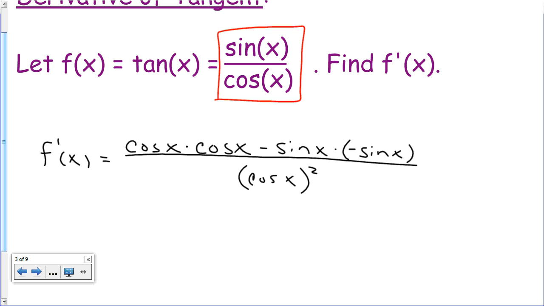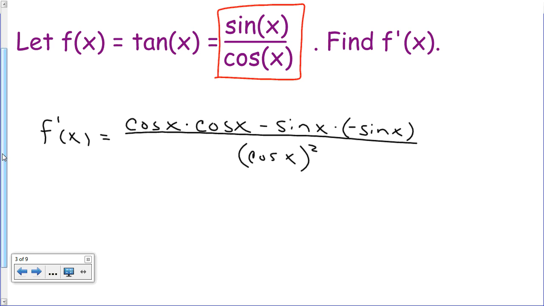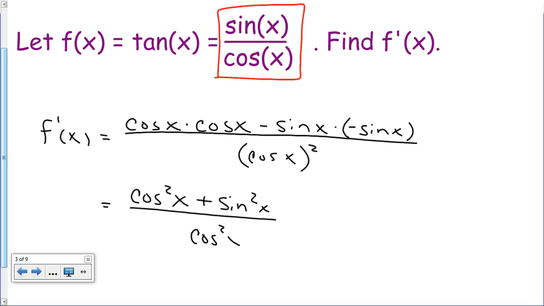However, we're going to rewrite this in a form that's much easier for us to remember. In the numerator, I've got cosine times cosine, which is cosine squared. Then it's minus, but I've got this negative sign later on, so it's going to be plus here. Sine times sine is sine squared. And that's all divided by the quantity cosine of x squared, which is the same as cosine squared of x. That's just another way that we write that.